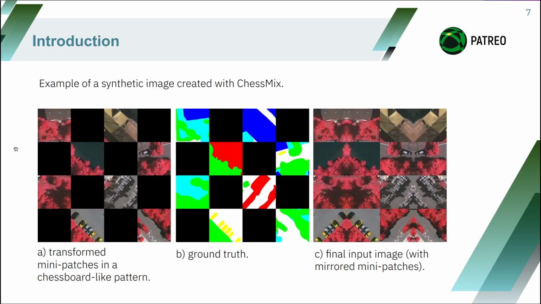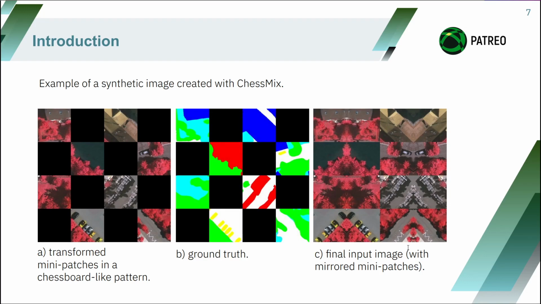So here on the left side we have an image that is composed of many patches taken across the whole dataset that are first transformed and then placed here in this chessboard-like pattern. This pattern was made in order to avoid spatial discontinuity between different patches. Here in the middle we have the corresponding ground truth, and during training these black spaces here are not backpropagated on the loss, so our network won't learn these patches that would have spatial discontinuity.